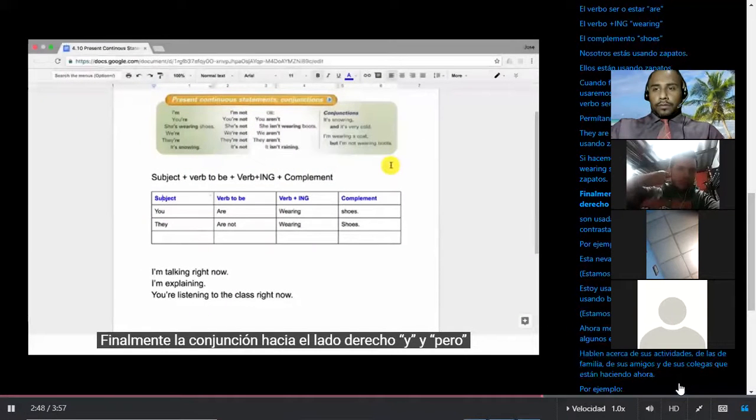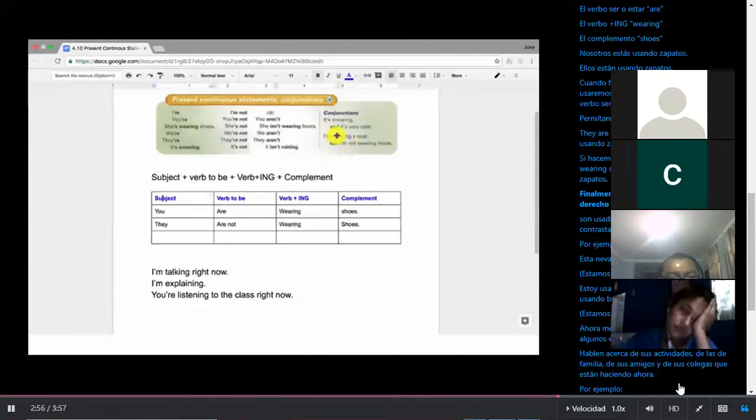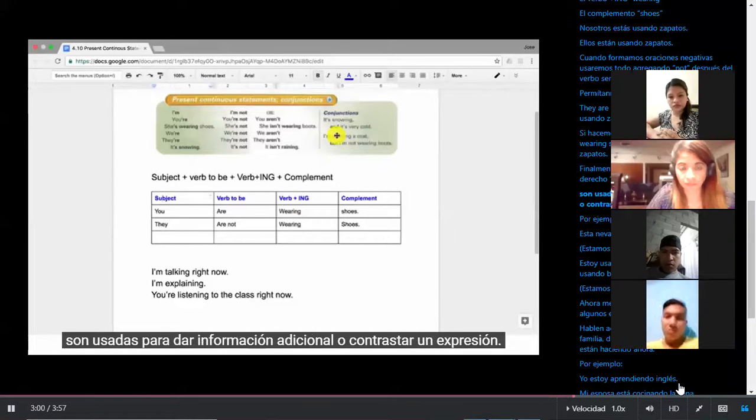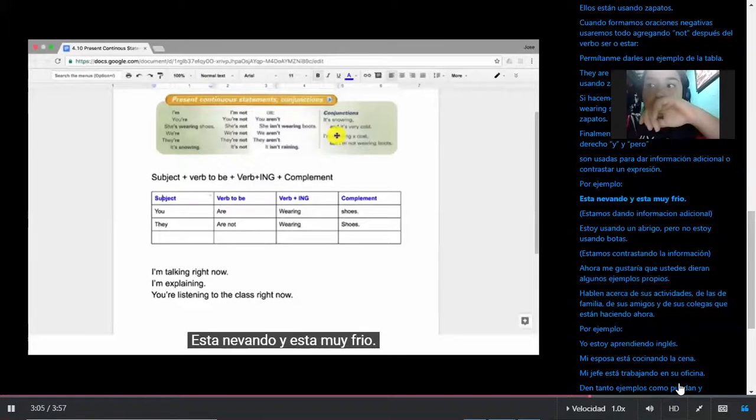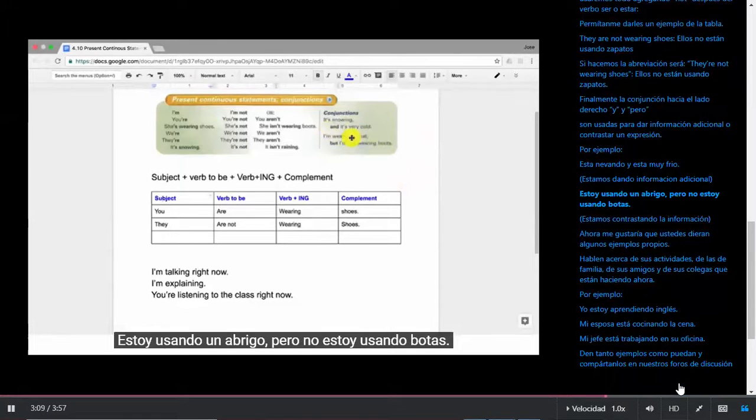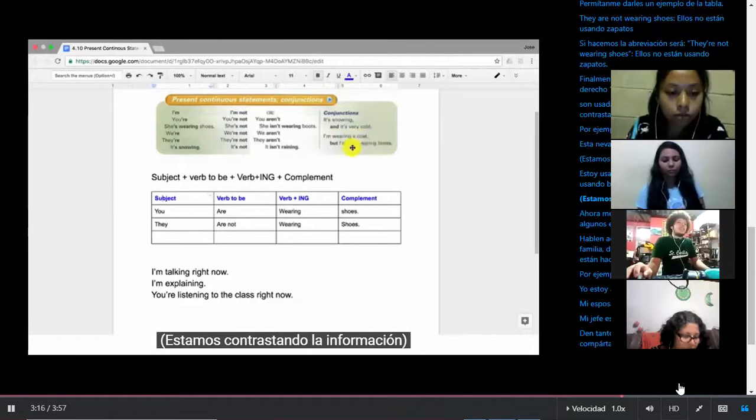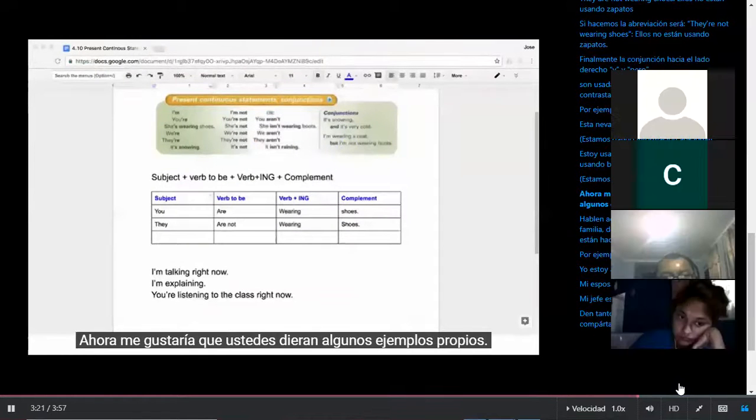Finally, the conjunctions towards the right-hand side, and but, are used to give additional information or to contrast an expression. For example, it's snowing and it's very cold. That's giving additional information. I'm wearing a coat, but I'm not wearing boots. That's contrasting information.